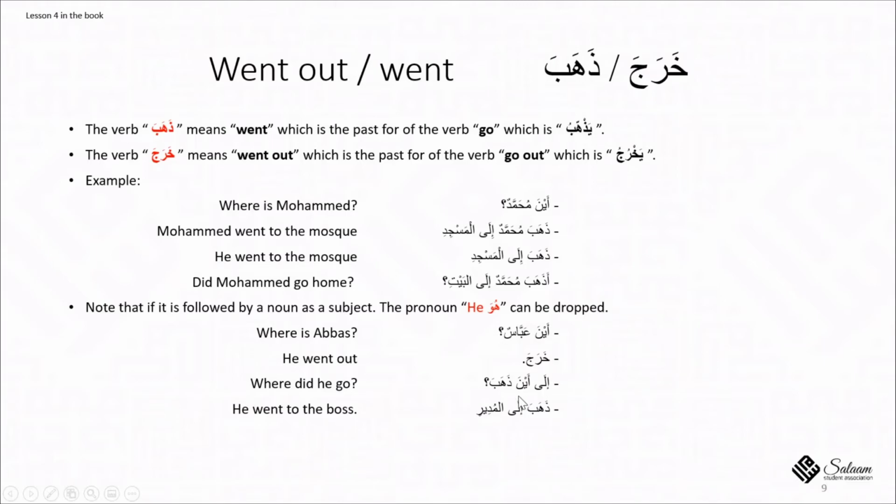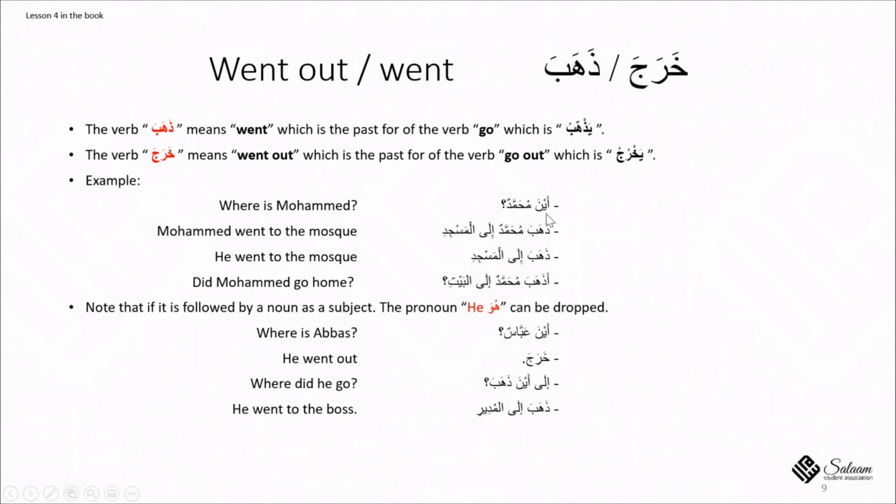إلى أين ذهب؟ أين means where. إلى means to. إلى أين ذهب؟ Where to? Where did he go? أين عباس؟ Where is Abbas? خرج, he went out. إلى أين ذهب؟ Where did he go? ذهب إلى المدير. He went to the boss. المدير is a boss. Do you see how we use these two verbs now?